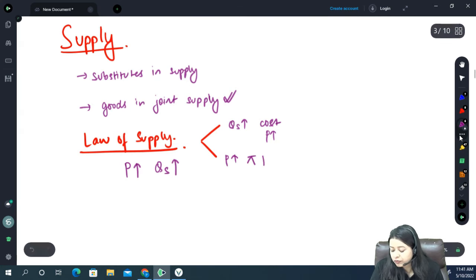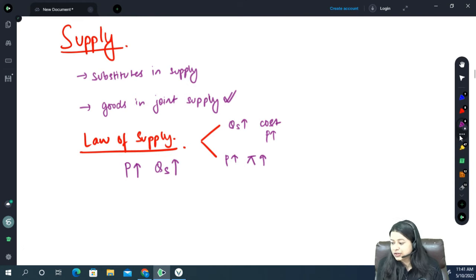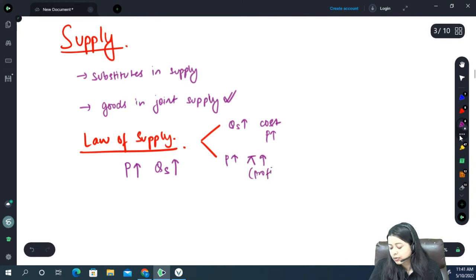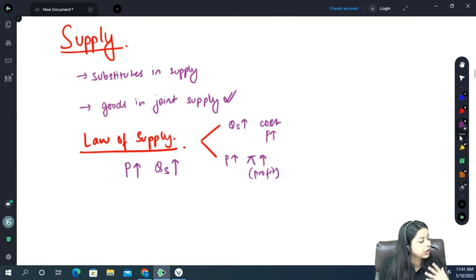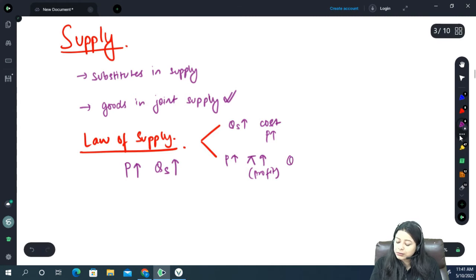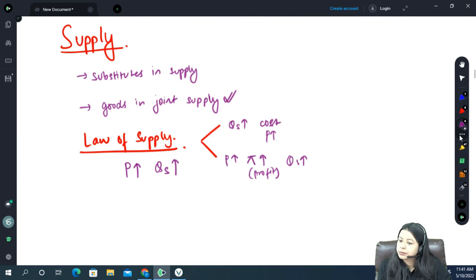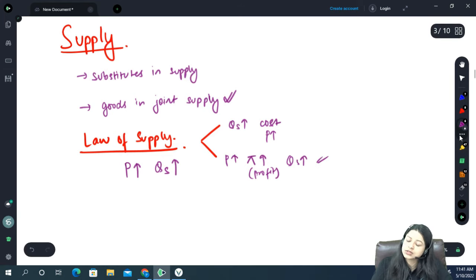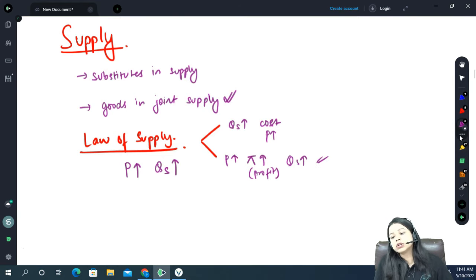Later on, this will be denoted as inflation, so don't confuse. Here I mention it as profit. So if your price is increasing, obviously the good will become more profitable, and you will be selling it more. And here we can also talk about substitutes in supply. The price of Quality Walls ice cream is increasing, so I will be selling that more, because that will give me more profitability. I will reduce the supply for Amul. Clear? There are two ideologies why the law of supply acts in this particular manner.